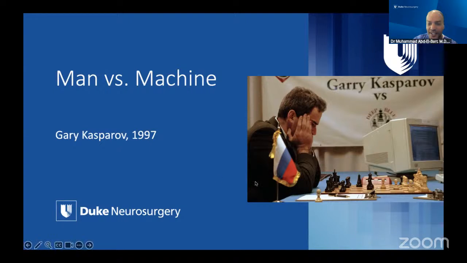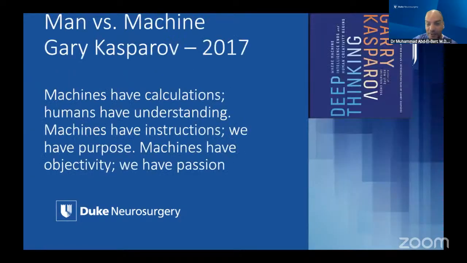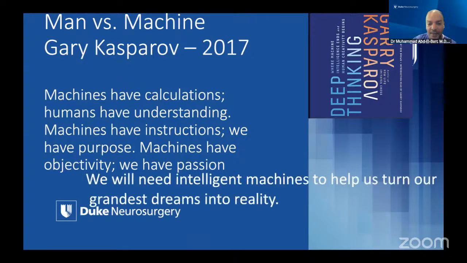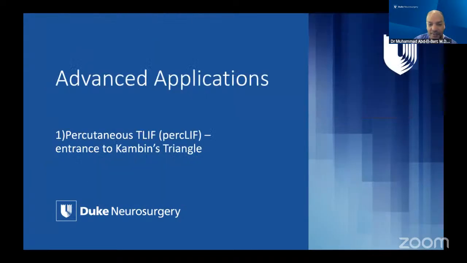You can see here, he has his hands on his chin, and he was feeling like the whole weight of humanity was on him. But now he wrote a book, 20 years later, where he says, we need to embrace the machines. We need to see what their limitations are and what our limitations are and work together. And so I think that we need to use intelligent machines to help put our grandest dreams into reality.